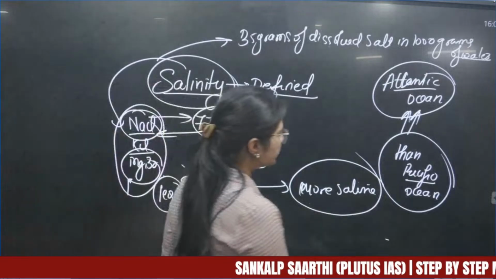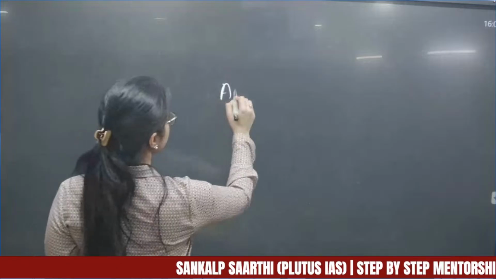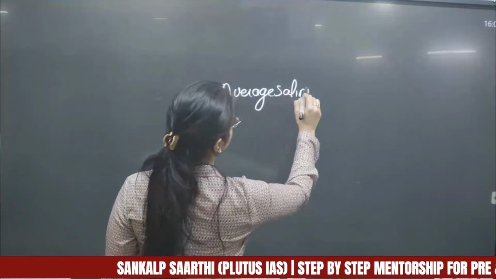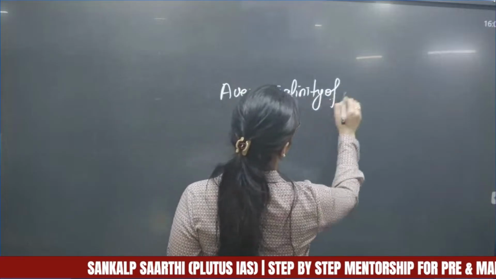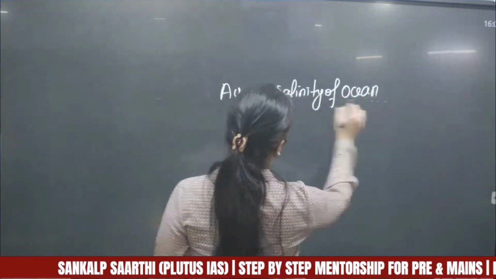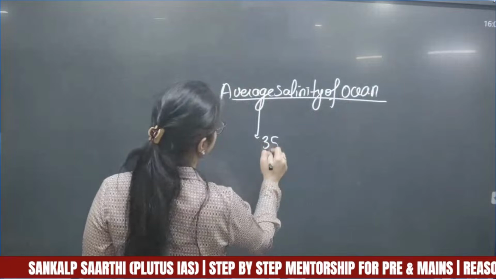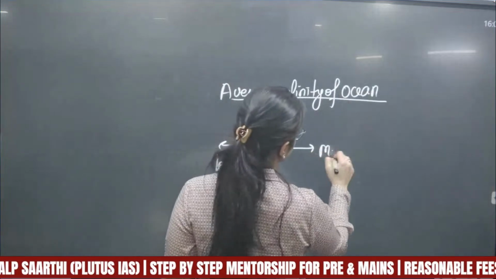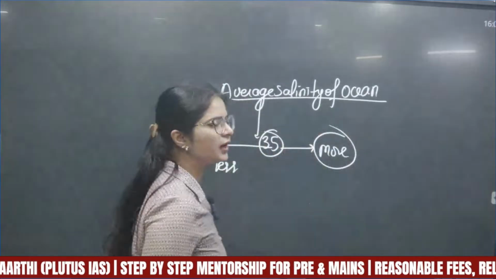So, can I say that if I am taking the average salinity of the ocean, then it should be 35. Below this is less and more than this is more. Right? That is on the higher side.